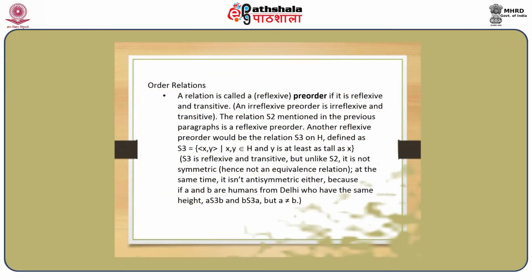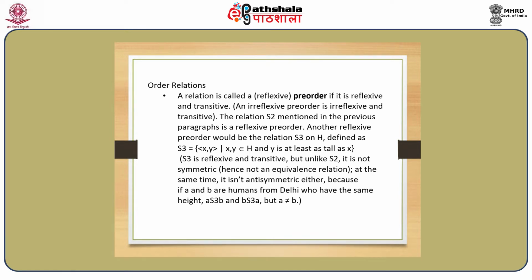And finally, we look at a class of relations called order relations. A relation is called a reflexive pre-order if and only if it is reflexive and transitive. An irreflexive pre-order is irreflexive and transitive. The relation S2 mentioned in the previous paragraphs is a reflexive pre-order. Another reflexive pre-order would be the relation S3 on H, defined as S3 equals the set of all ordered pairs xy such that x and y are in H and y is at least as tall as x.